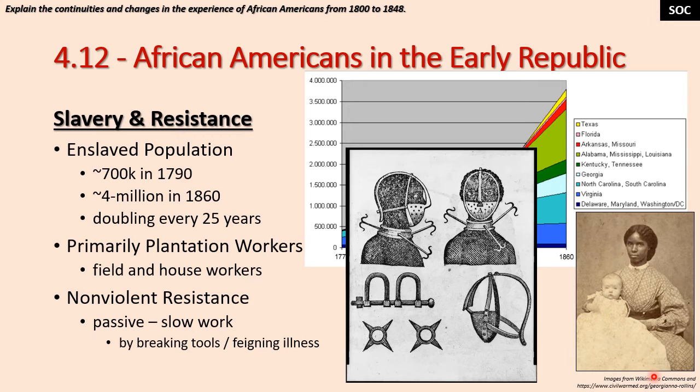On the more active resistance, still nonviolent resistance, is escape. And this is going to be more prominent as you go further into this time period, because as slavery expands in numbers in the 1840s and 50s, that is where the Underground Railroad begins to take shape and start to do its work, later in this time period than at any point before.